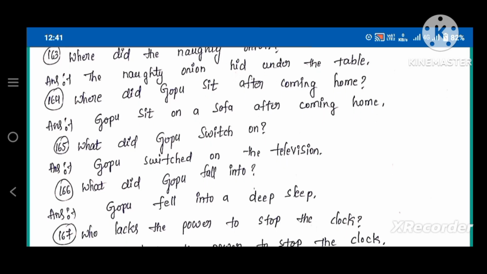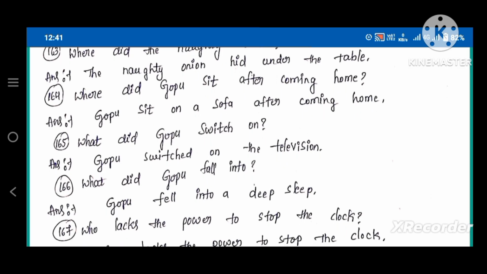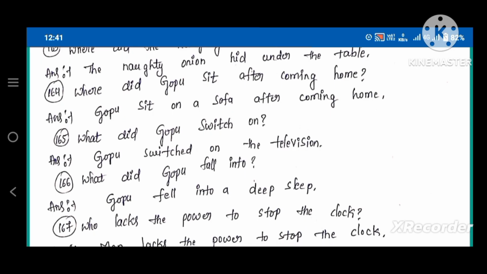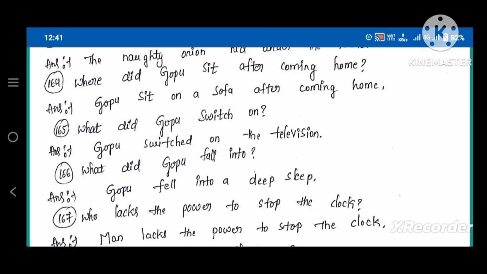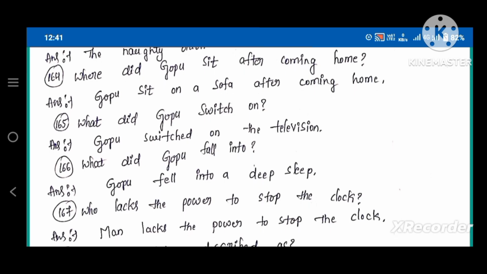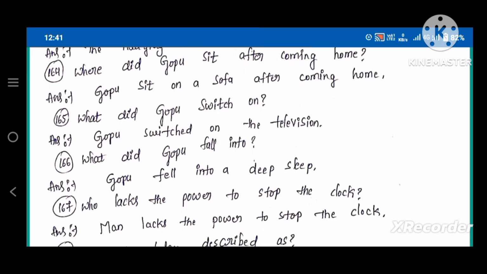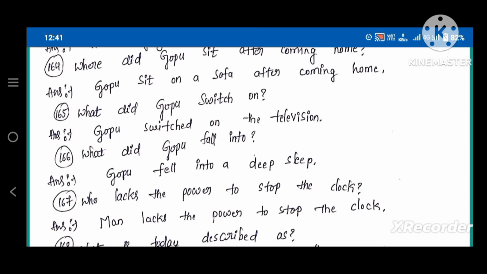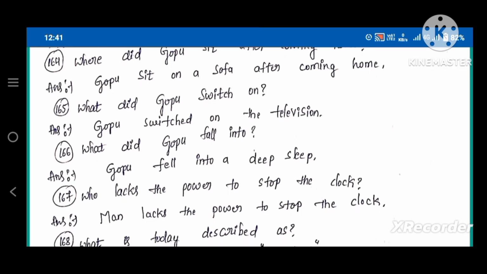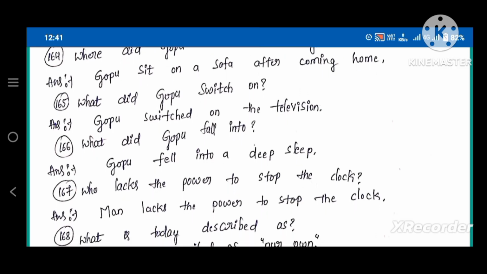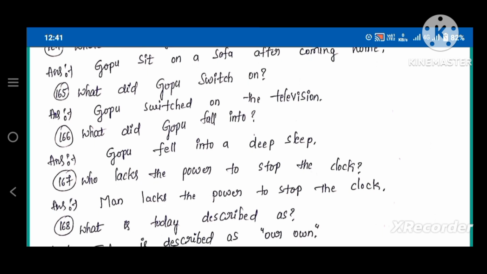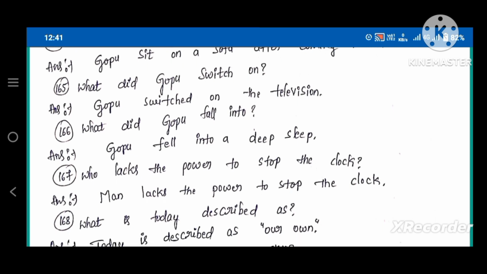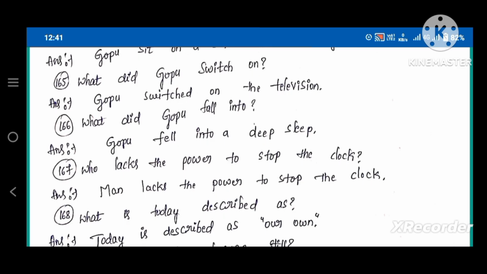Where did Gopu sit after coming home? Gopu sat on a sofa after coming home. What did Gopu switch on? Gopu switched on the television. What did Gopu fall into? Gopu fell into a deep sleep. Who lacks the power to stop the clock? Man lacks the power to stop the clock. What is today described as? Today is described as our own.